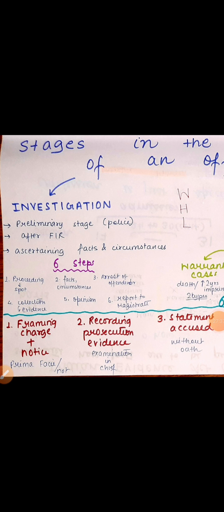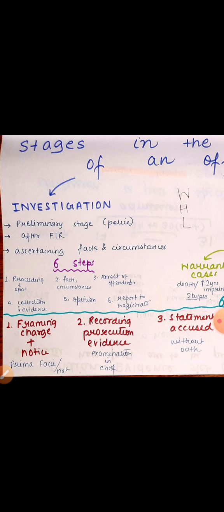Alright, now the 6 stages of criminal trial. Framing of charge and issuance of notice is the beginning of the trial. What happens here? The judge weighs the evidence. The judge looks into the evidence gathered by the police, and he or she asserts whether a prima facie or primary case arises or not, whether it's dismissible or not. These things are done in the first stage.